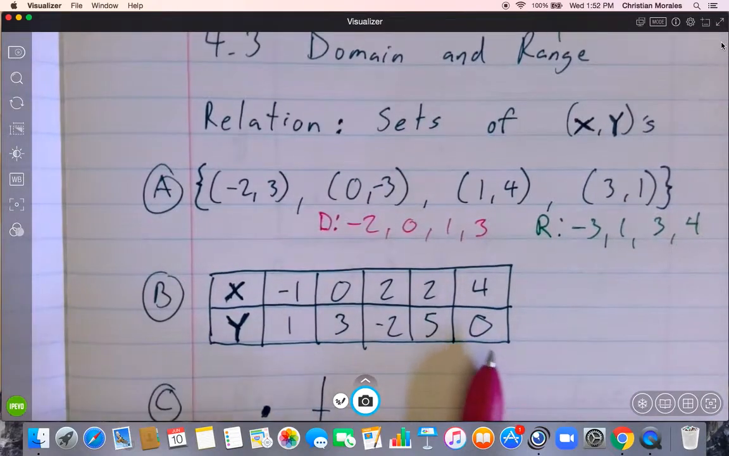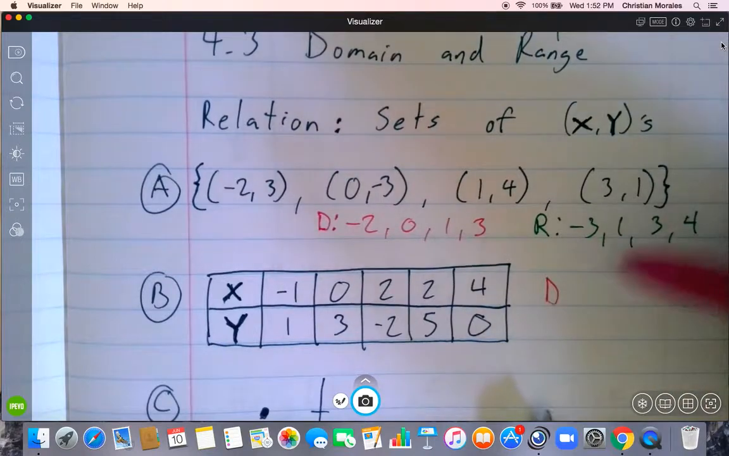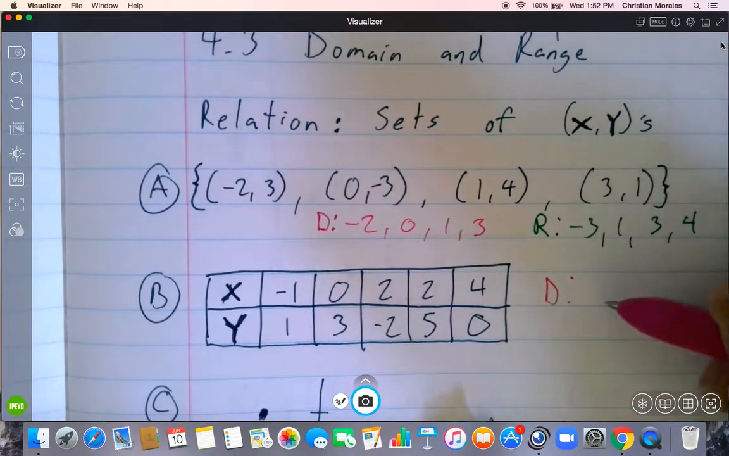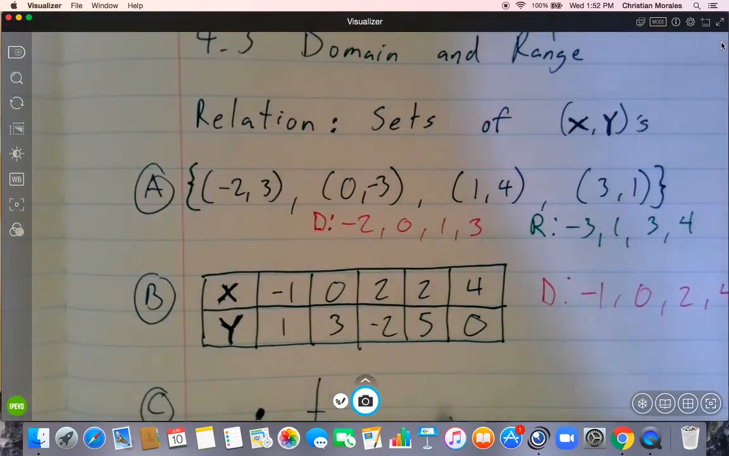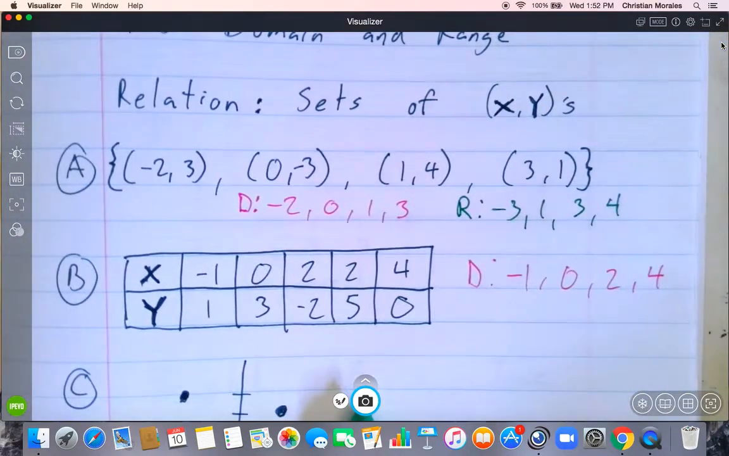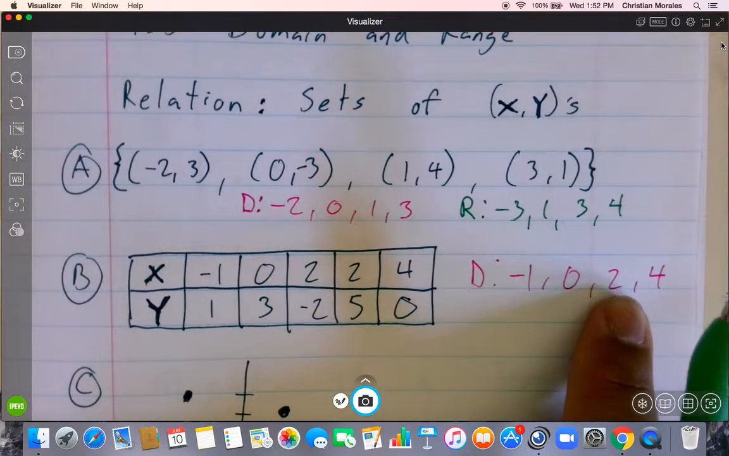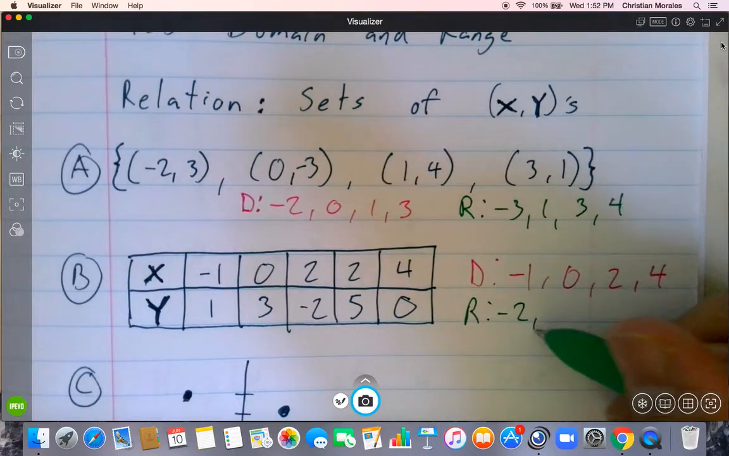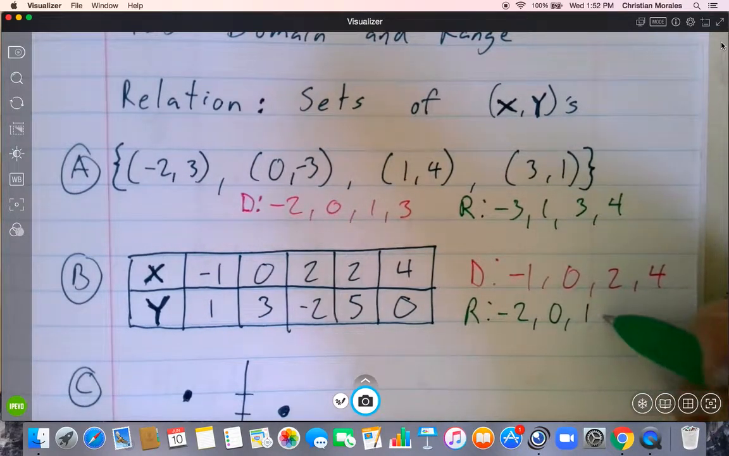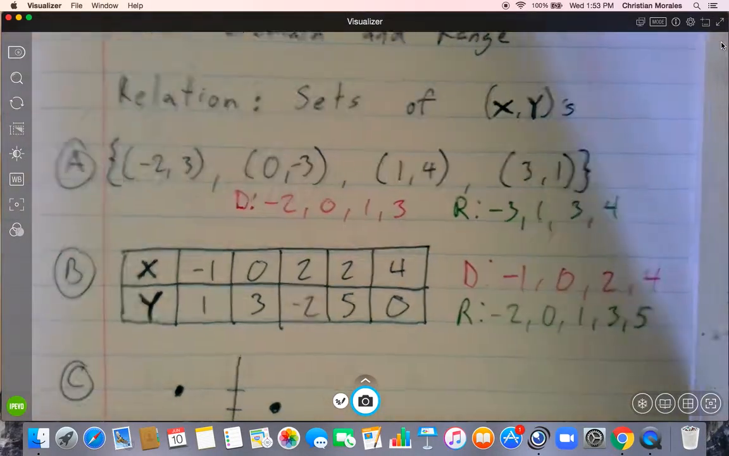Right here in this table, the domain is -1, 0, 2, and 4. Notice that I didn't repeat the 2. The 2 shows up only once in the list. The range, -2, 0, 1, 3, 5. That is my range. Okay?